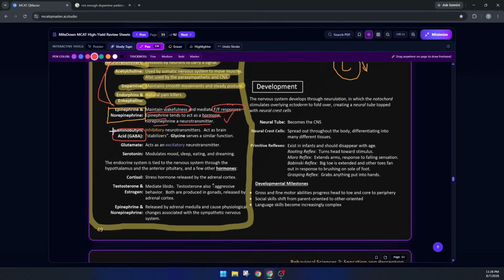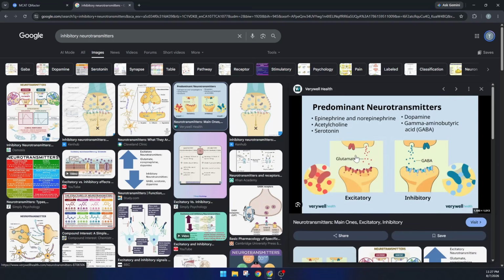Gamma aminobutyric acid. Sorry, I don't know how to say it properly. GABA. So this is GABA. Just remember GABA, honestly. They are inhibitory receptors, act as brain stabilizers, and glycine has a similar function. So you have to remember glycine, okay? Don't forget about glycine. There are things called excitatory neurotransmitters and inhibitory neurotransmitters.